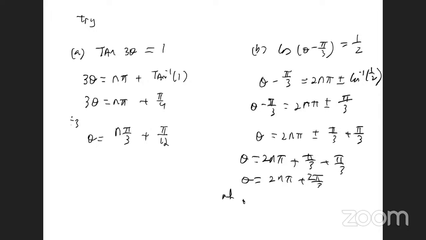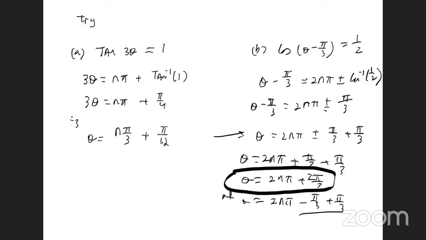And with the minus now, it will be 2n pi minus pi on 3 plus pi on 3. So that will cancel off. If you don't want to leave it like this, you can write it like this, theta equals 2n pi. You don't have to. You can write it like that, but those are your two possible sets of solutions.